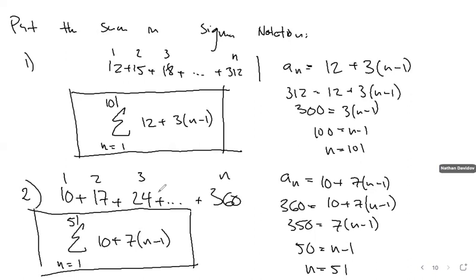I have a question. Go ahead. Why are you starting it off as n is equal to 1, not n is equal to 10? Because I thought you always make n equal to what it's starting off with. Because this is the first term.